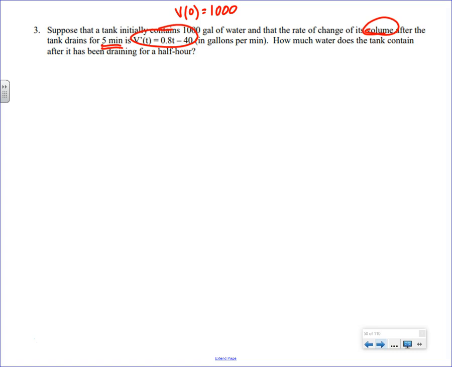If they want me to figure out how much the tank contains after it's been draining for a half hour, the final is equal to 1,000 plus the integral from 0 to the next time. This is in minutes, right? 0 to 30. I'm trying to find 30 because it says half hour, right? Oh, it does? Oh, yeah, it does. Okay. Rate of change of its volume after the tank drains for 5 minutes. So would the change be 0 to 30?